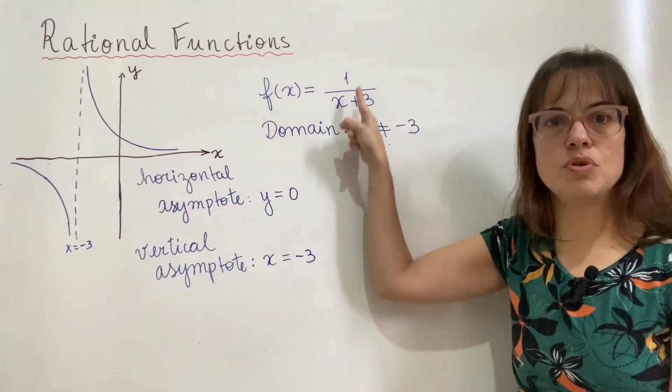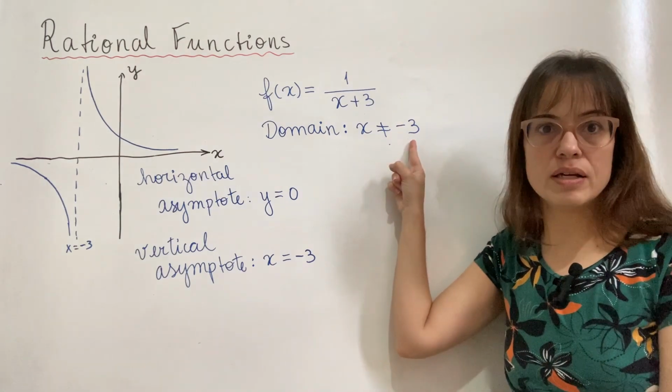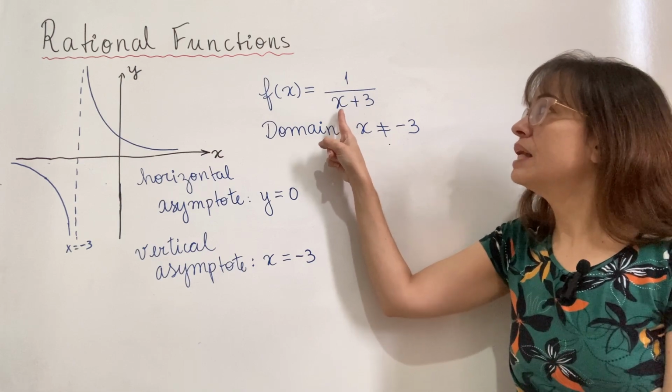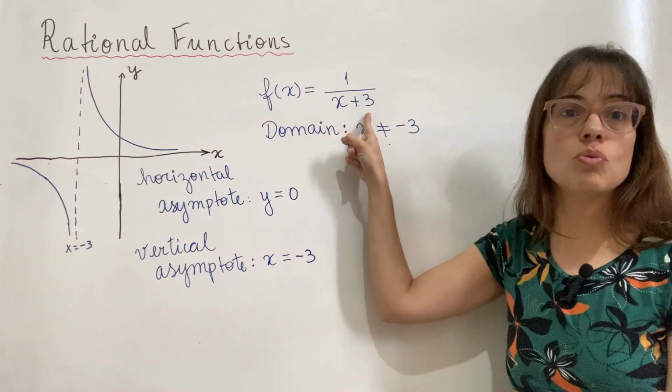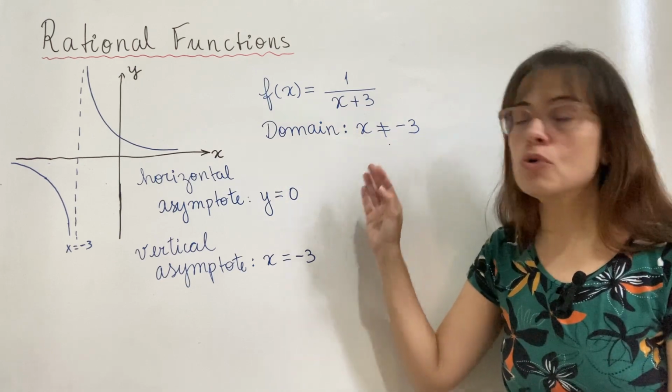The answer will just be 1 over 3. But we can't have x equals negative 3 in this function, because then we would have in the denominator negative 3 plus 3, which is 0. We would be attempting to divide by 0, which is not possible.